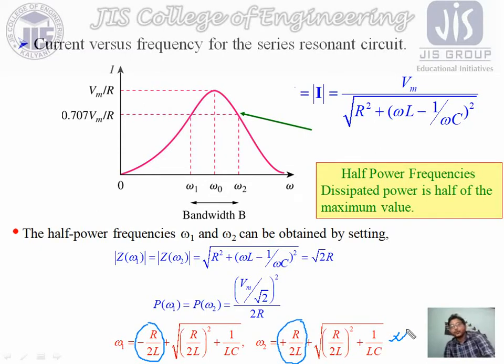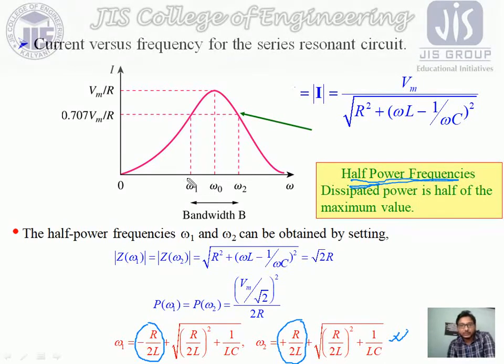Now what are those roots? It means for this omega 1 and this omega 2, for these two particular frequencies, the circuit draws half the amount of power. Whatever the maximum power it draws, now it draws half of that at the omega 1 and omega 2 frequencies. So these two frequencies are called the half power frequencies.